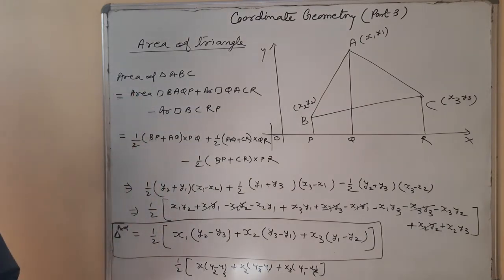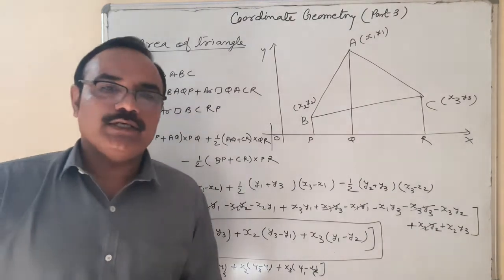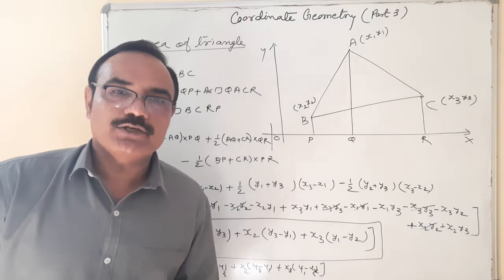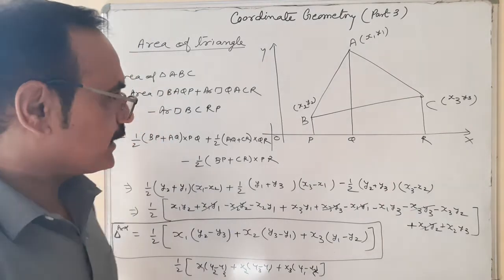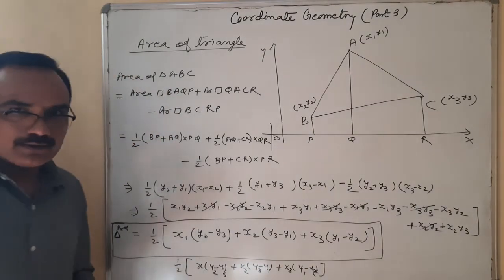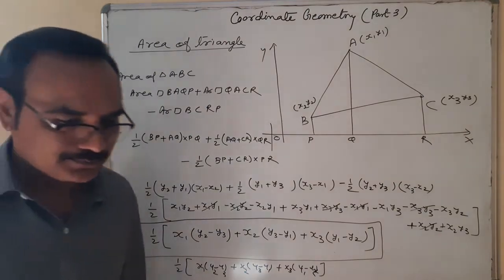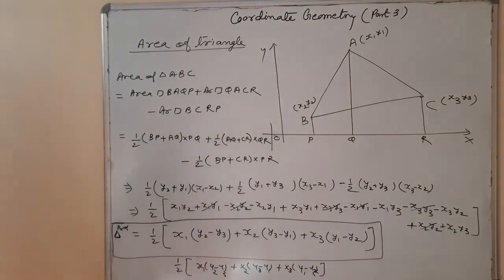That is a formula for the area of triangle ABC, when three coordinates are given, three vertices are given of a triangle, to find the area of a triangle. That is one more part in it.